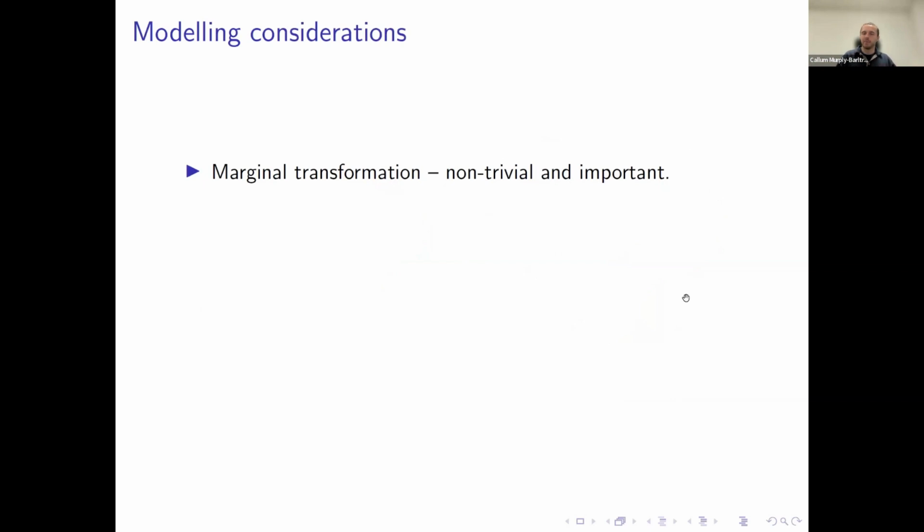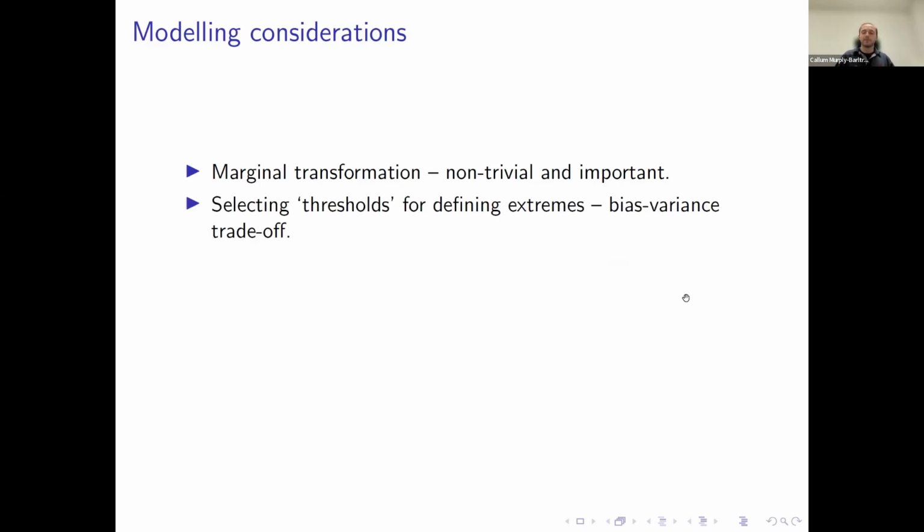Final considerations then, before you go about fitting these models, there's a bunch of stuff you have to consider, which I've glossed over. So first of all, a lot of these models tend to require a marginal transformation. So moving everything to a standard scale and then fitting your model. And that's non-trivial and can be quite tricky, but it's very important. You need to make sure you capture the marginal behavior before you transform to a unified scale for fitting the model. Selecting the threshold, that's a really big point.